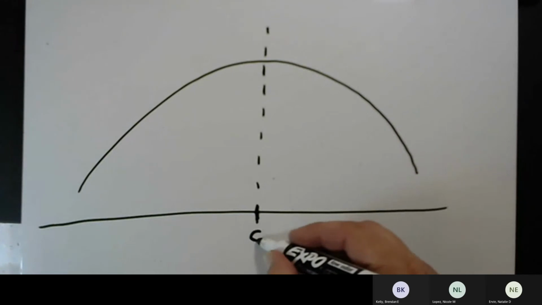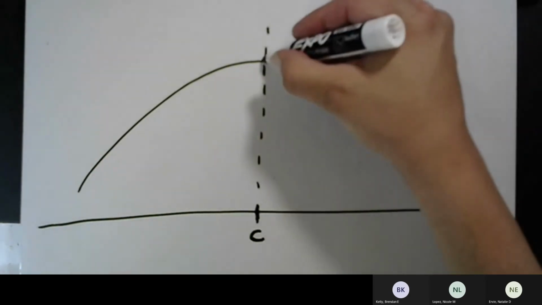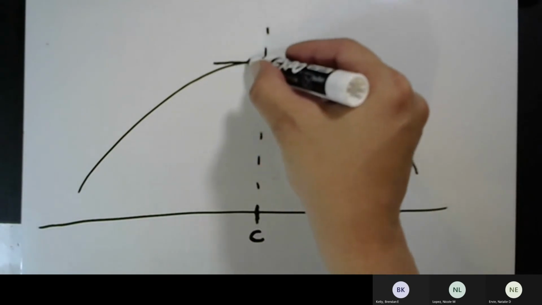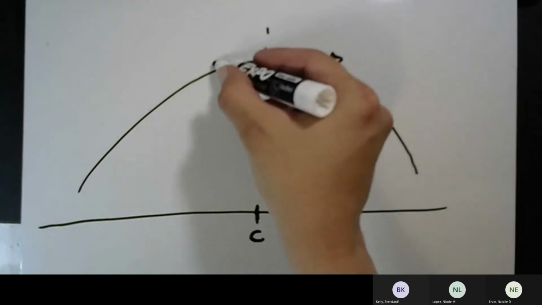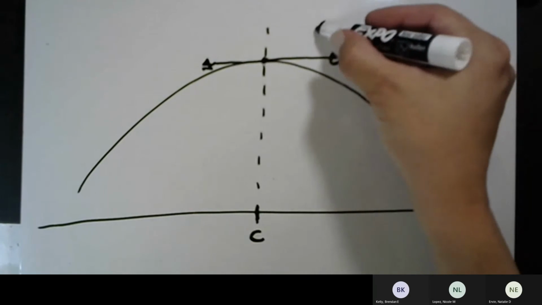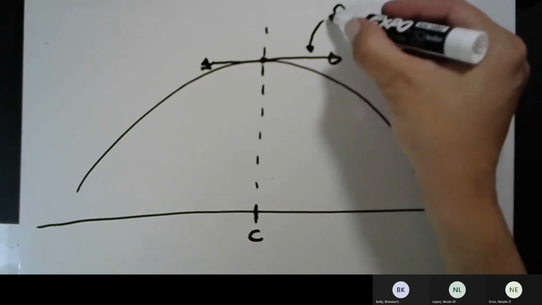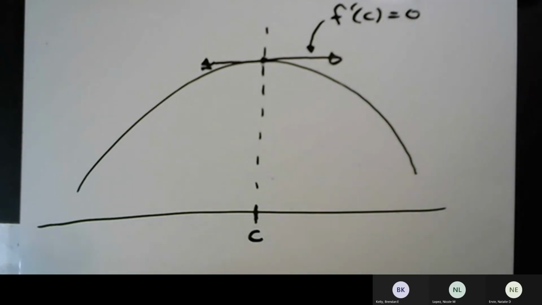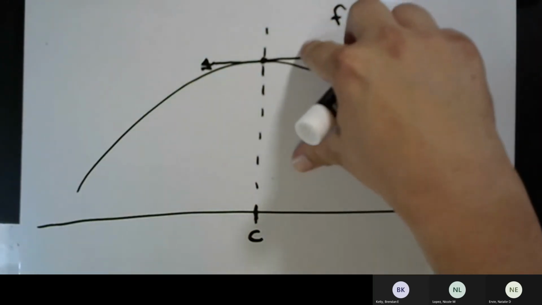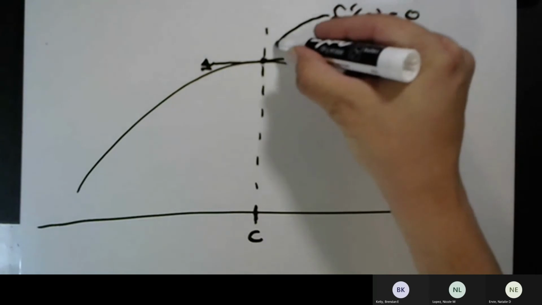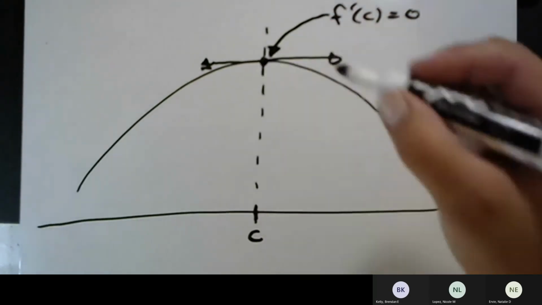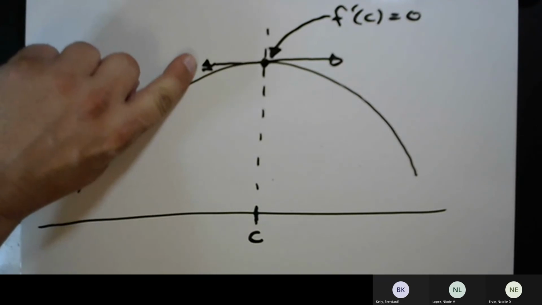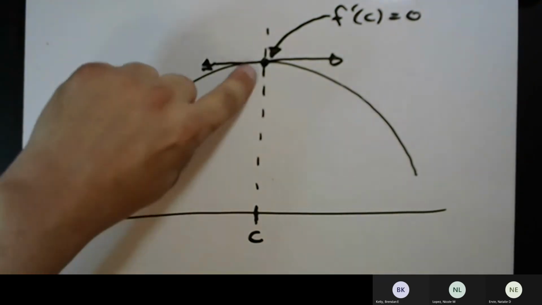So let's say we have C here, and this is the top. And remember, when we get to the top or the bottom, we have f prime of C equal to 0. In other words, in fact, let me draw this so we're pointing more at the exact location. Here, the horizontal tangent line, it's flat, so there's a slope of 0, and that means we're at the top of a hill.